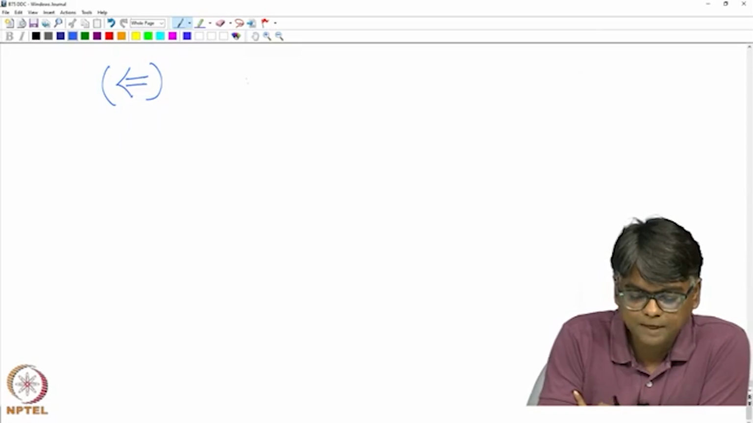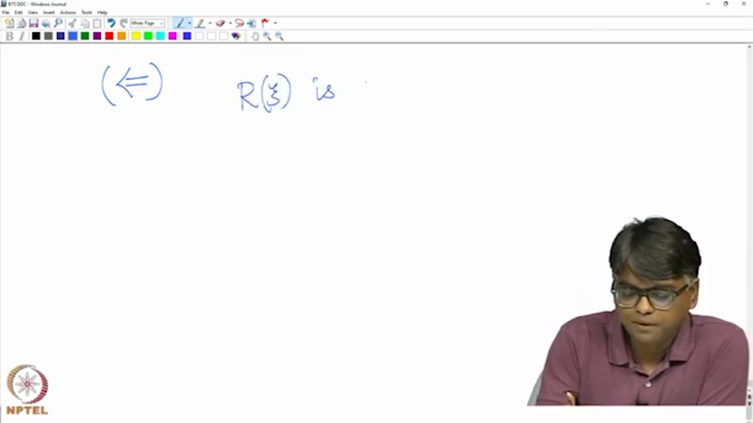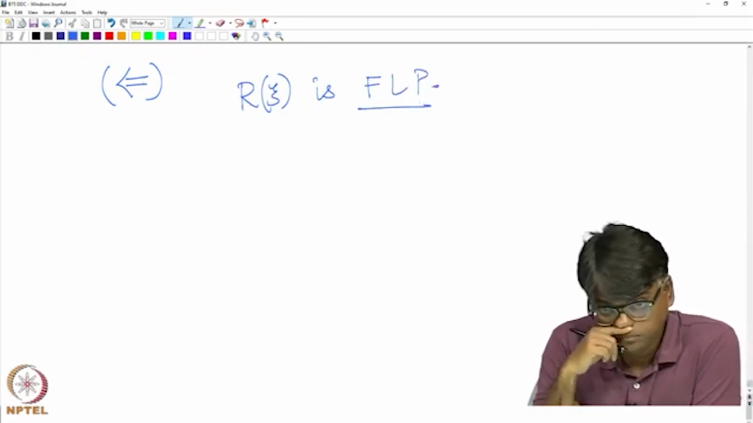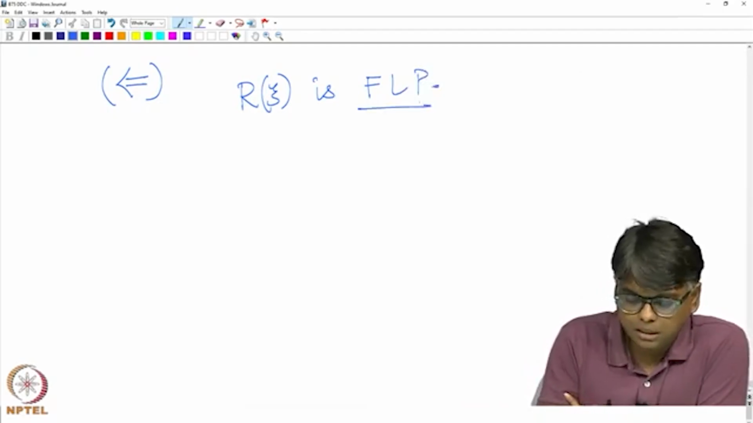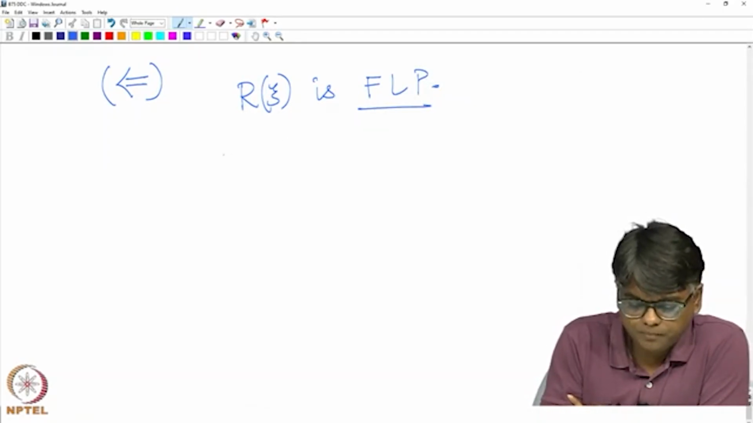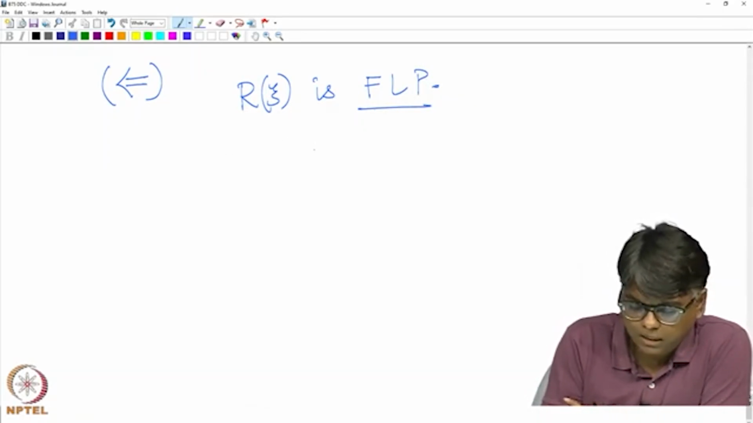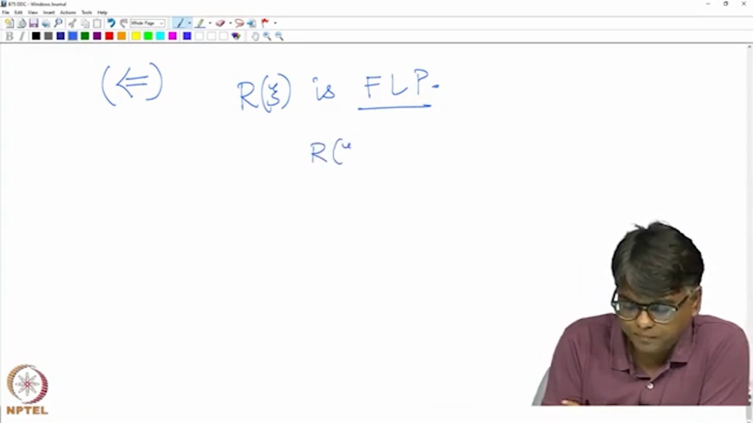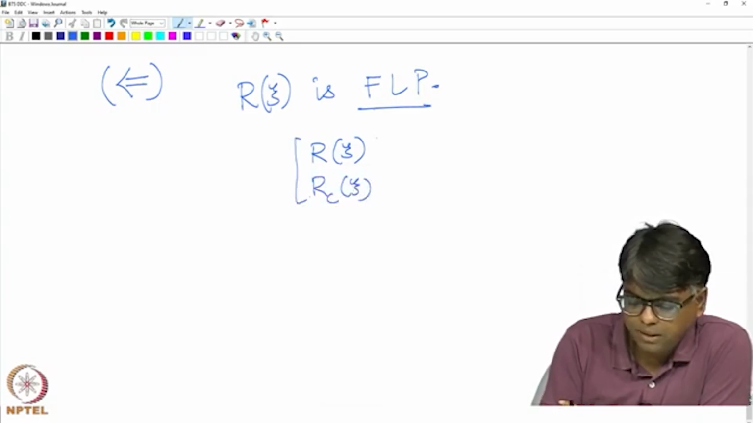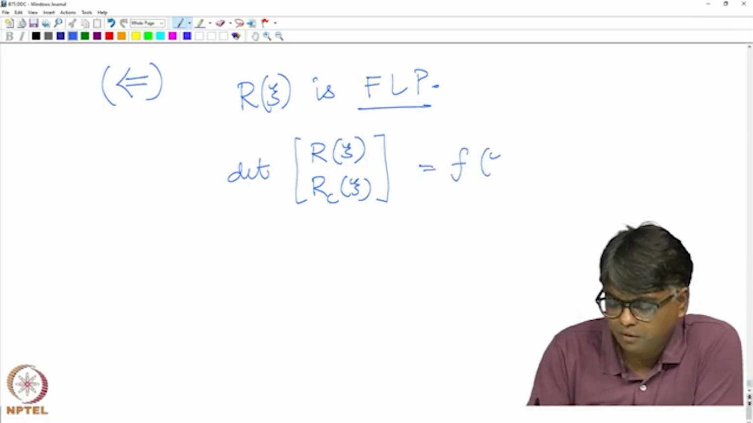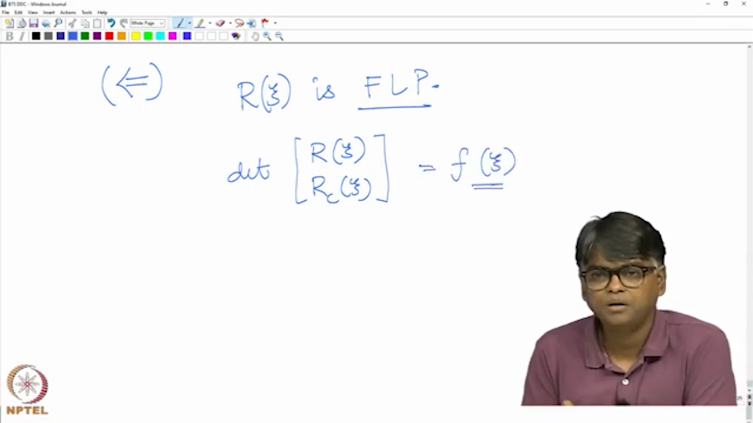So we start with R xi, and we assume that it is factor left prime because it is controllable. Once again I need to add this RC xi below, so that this determinant is equal to the given f psi. How do I do this? You see, how do I do this?